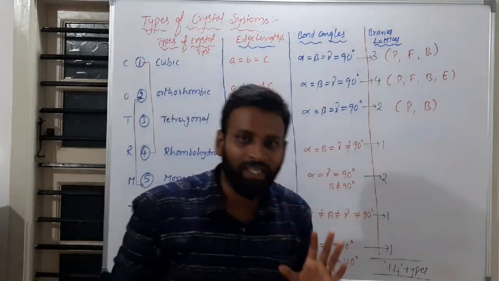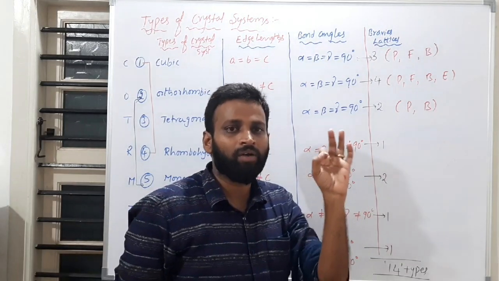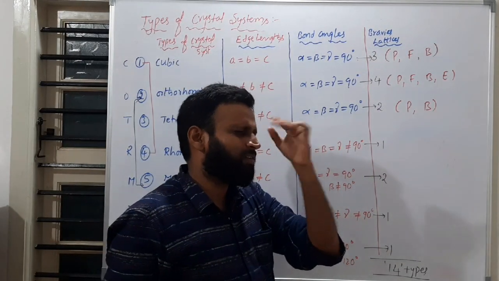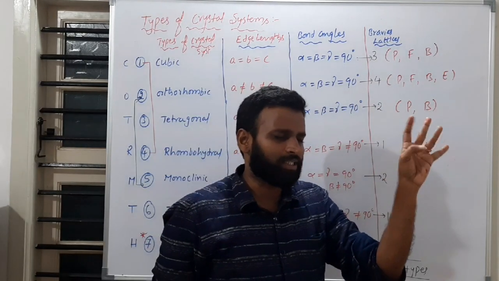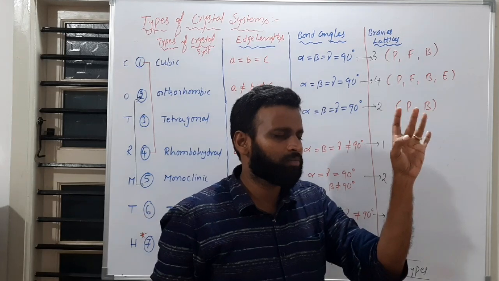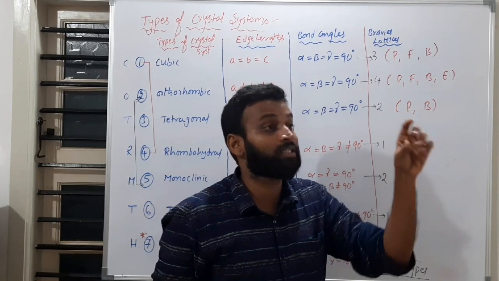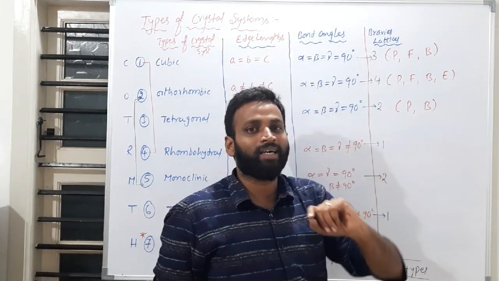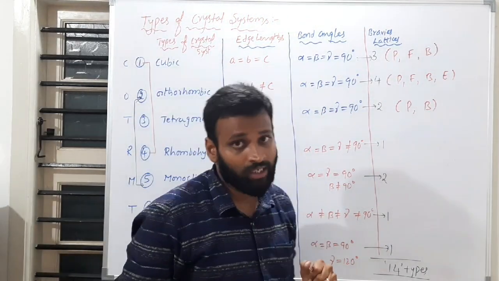They'll ask you one question in NEET: which of the following Bravais lattice does not exist for cubic? Okay, first, what exists? PFB exists, meaning power star Facebook exists: primitive exists, FCC exists, body center exists. End center does not exist. That is the correct answer for cubic. Did you understand what type of question it is?